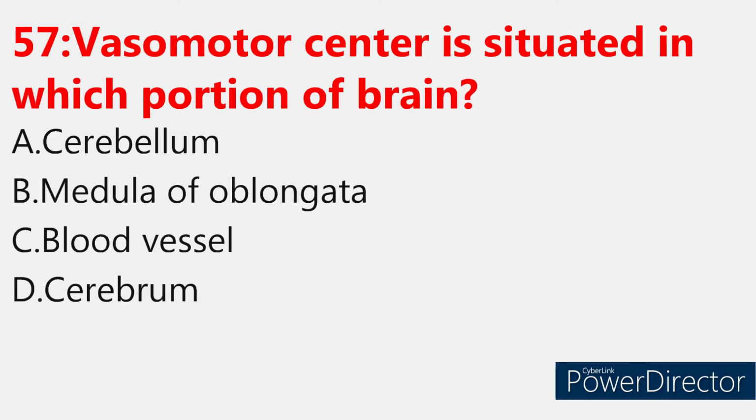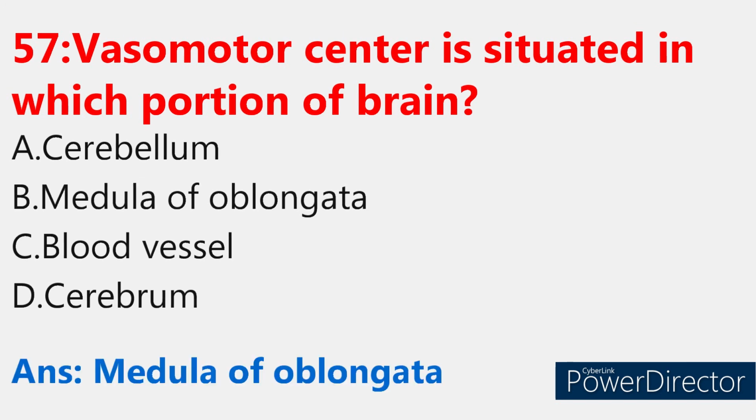Next question. Vasomotor center is situated in which portion of the brain? Option A, cerebellum. Option B, medulla oblongata. Option C, blood vessel. Option D, cerebrum. And the correct answer is option B, medulla oblongata.